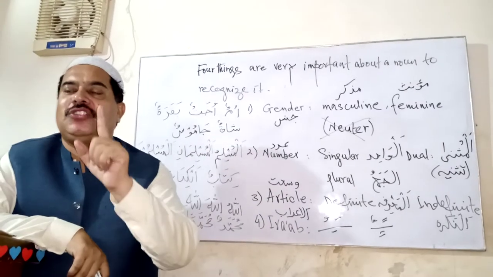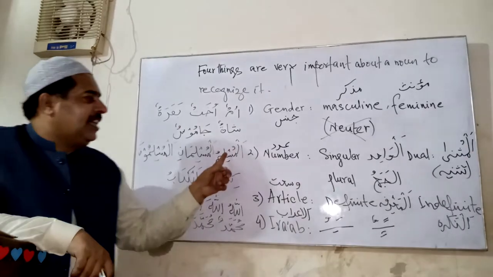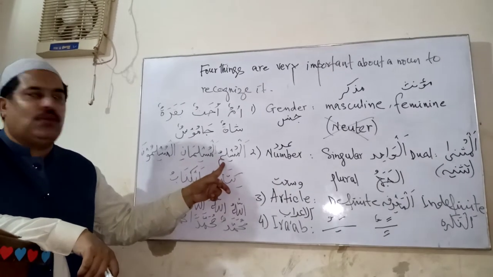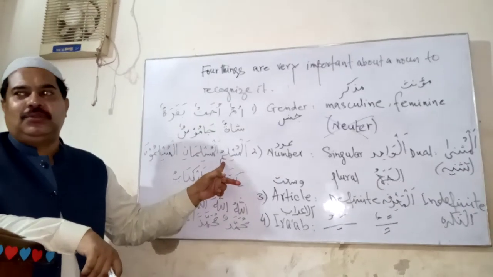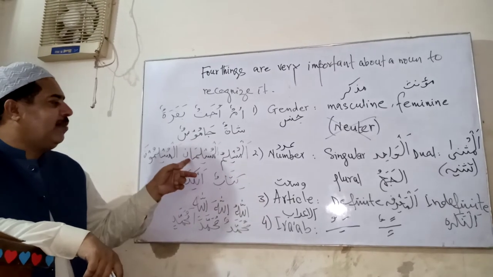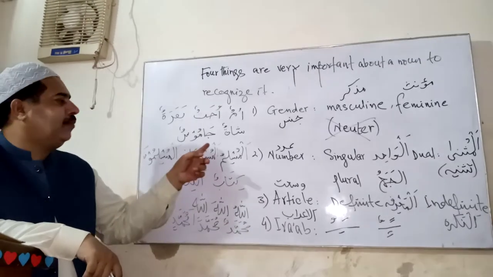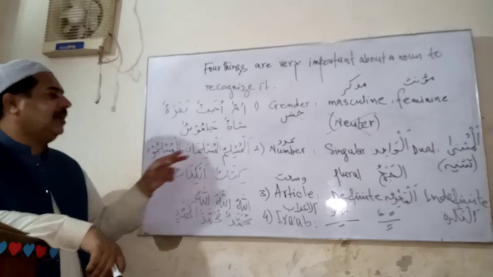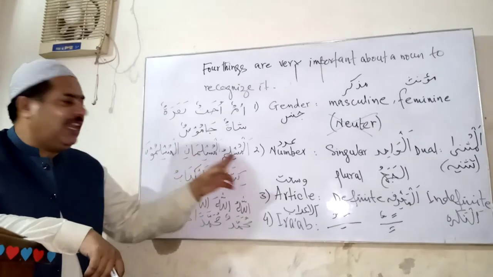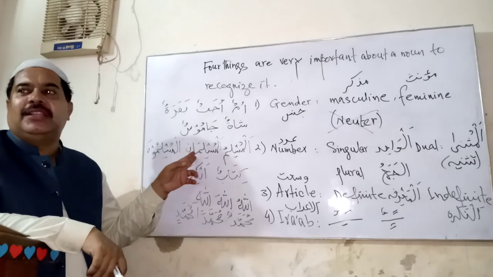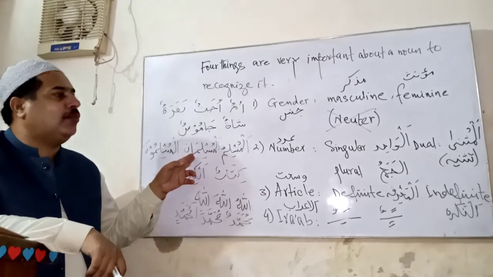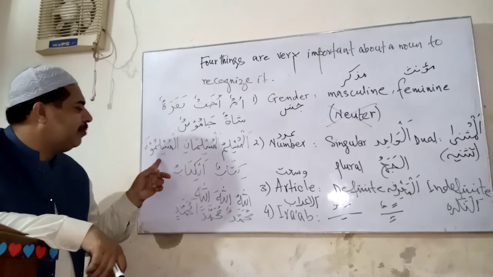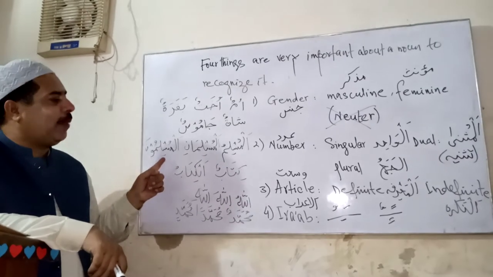Number means if we talk about a single person or thing, just like Al-Muslimu, this is single. Al-Muslimani is dual, tasniya, musanna. Al-Muslimuna is the plural one.